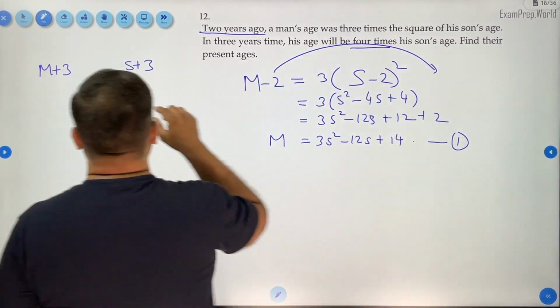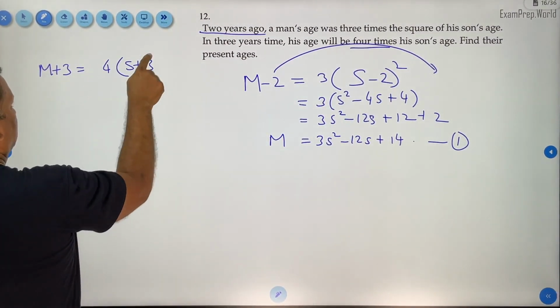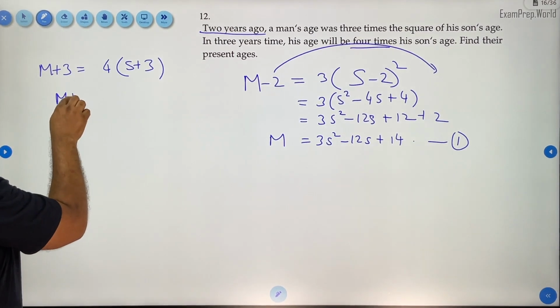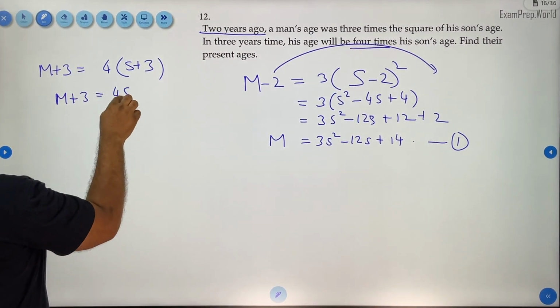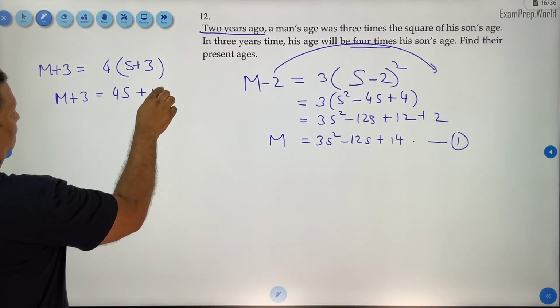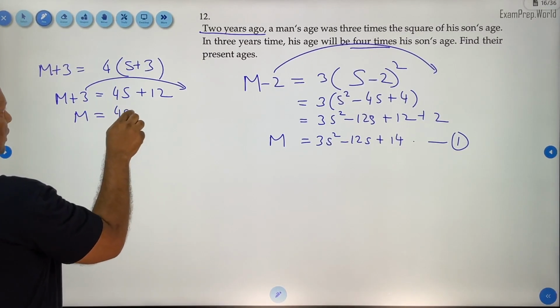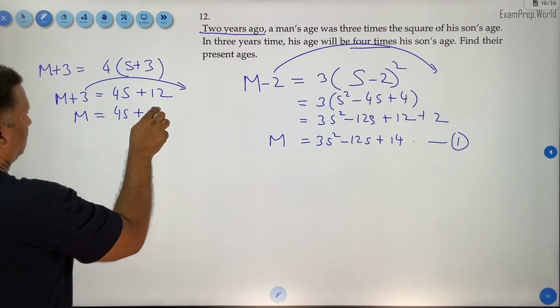This is 4 times. So this is 4 times the son's age. Okay, let's do this. M plus 3 equals 4s plus 12. Send this 3 over here. So M will be equal to 4s plus 12 minus 3, which is 9.